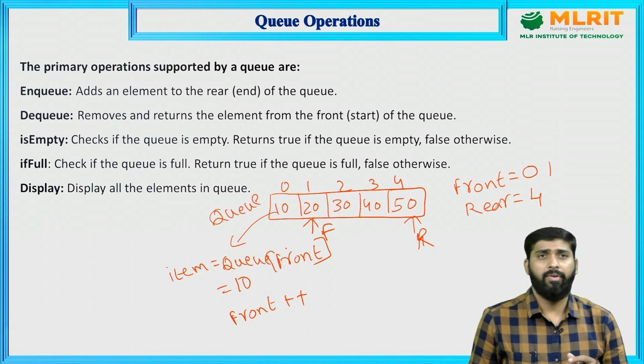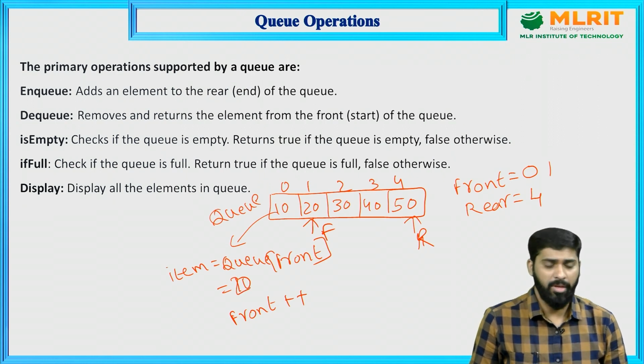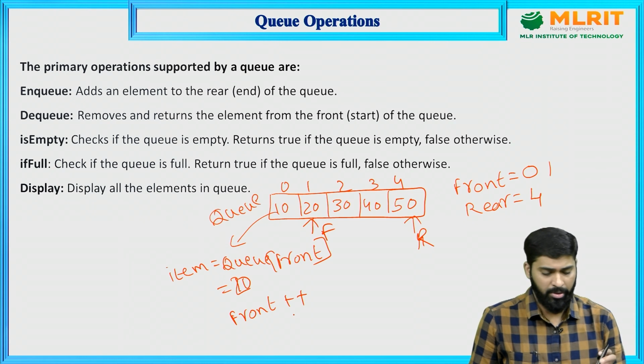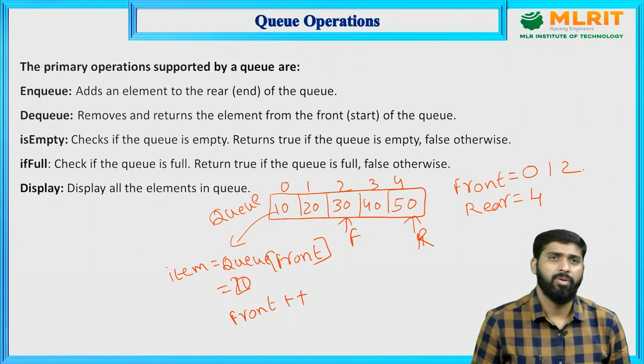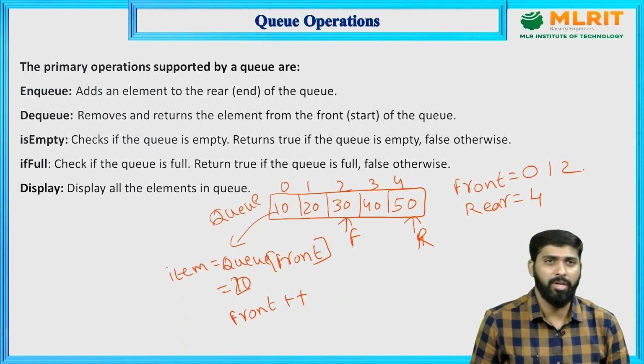Now if I want to delete one more element, again same: item equals Q of front. That means 20. 20 is assigned to item and I increment the front value. So now this is the front. 1 becomes 2. So this is about DQ.